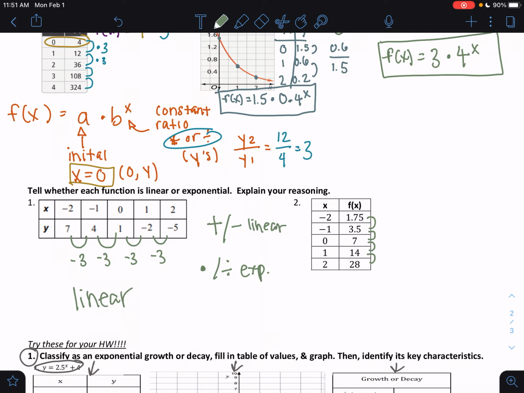On this one, it's a bit easier to look at the whole numbers on number 2 and see that to get from 7 to 14, we multiplied by 2, and 14 to 28, we multiplied by 2. And so this one is exponential.